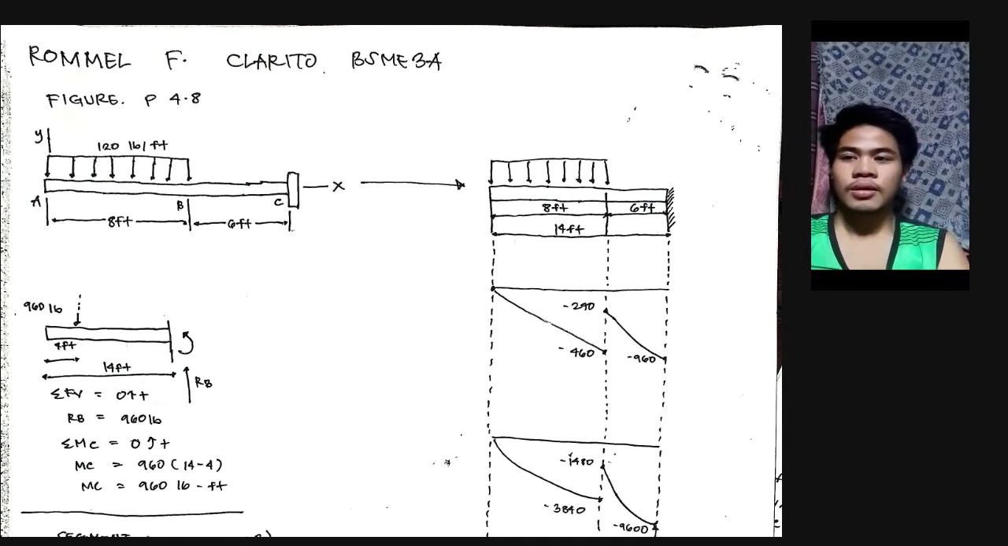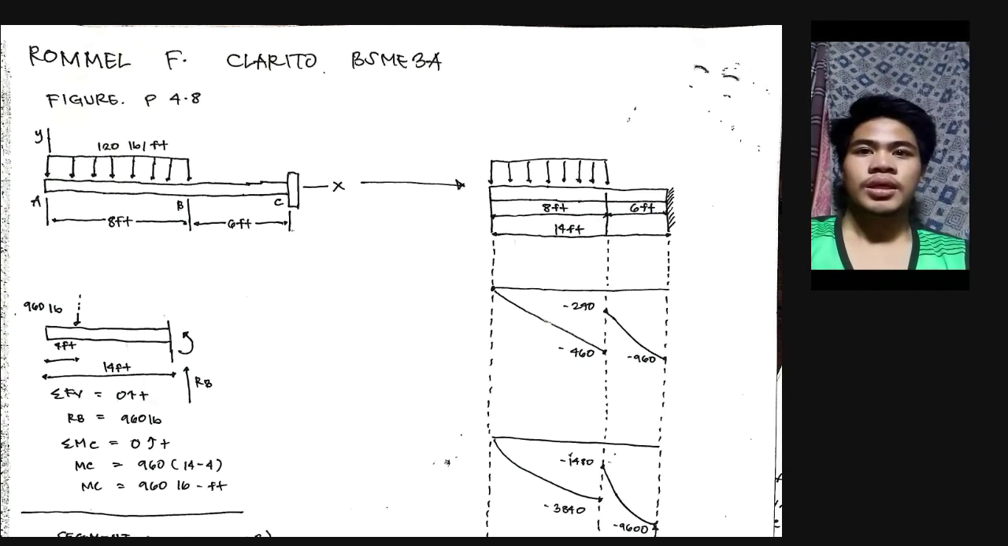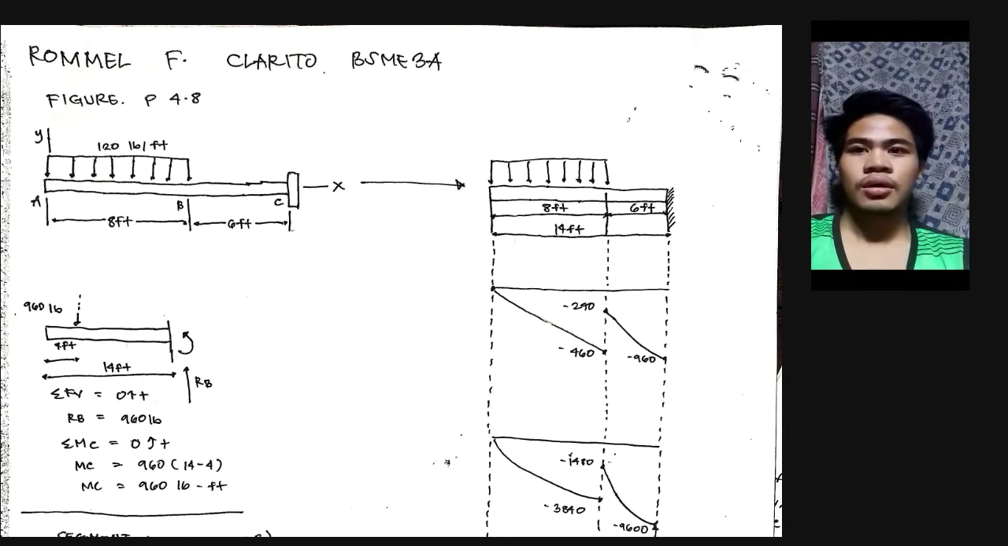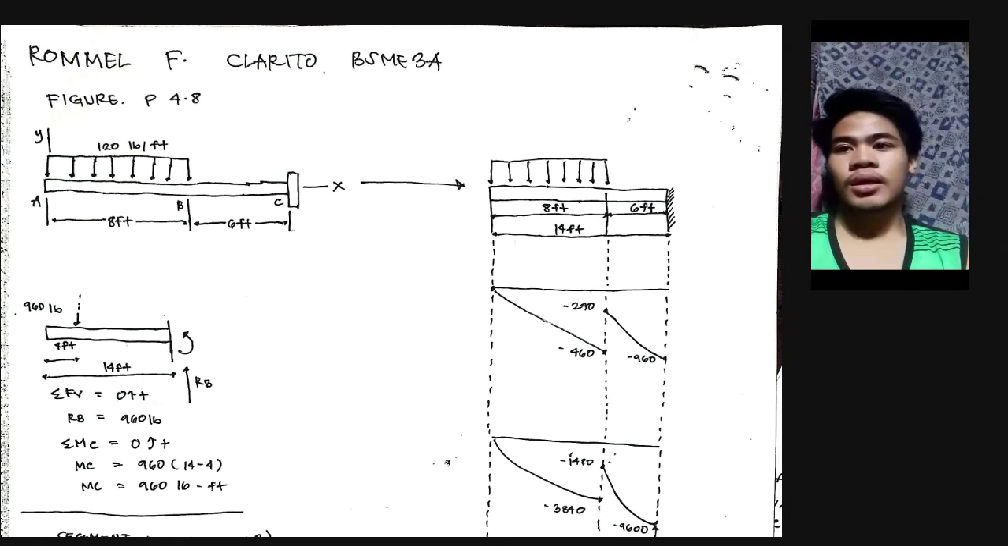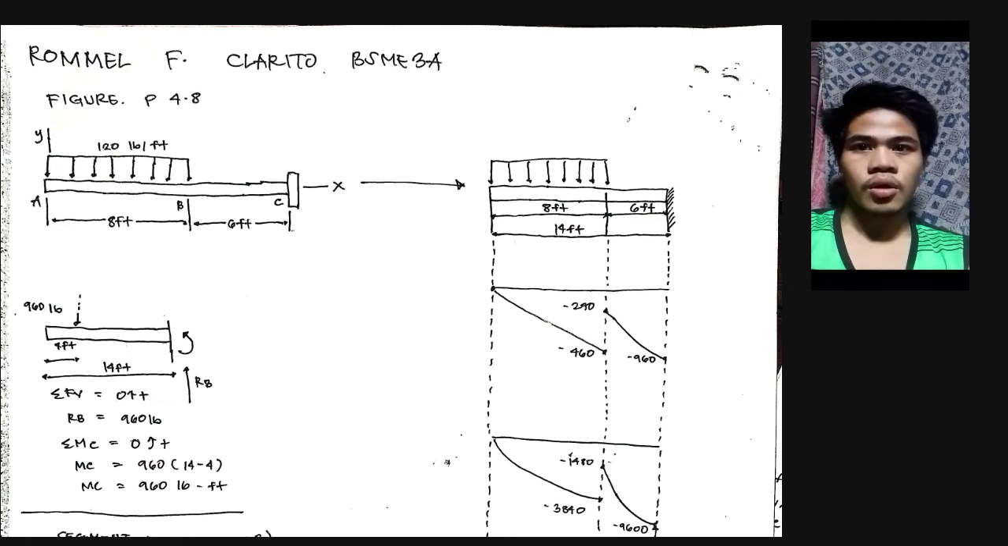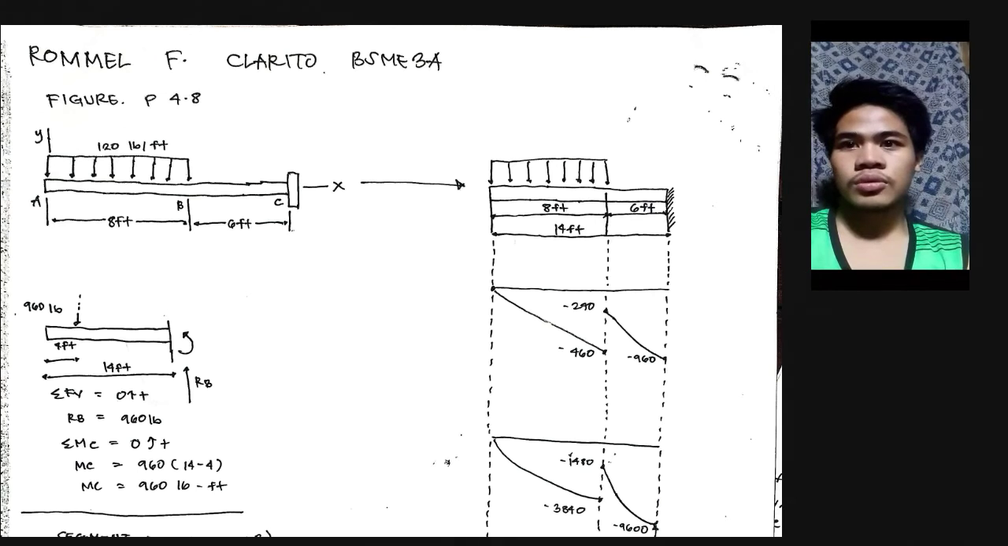This is my explanation for figure P4.8 and P4.10. First, for figure P4.8, here we have a cantilever support beam which has a length of 14 feet, a rectangular distributed load of 120 pounds per foot, and a length of the load of 8 feet, and that gives us a central singular load which is 960 pounds for the distributed load. And so next, the given problem.